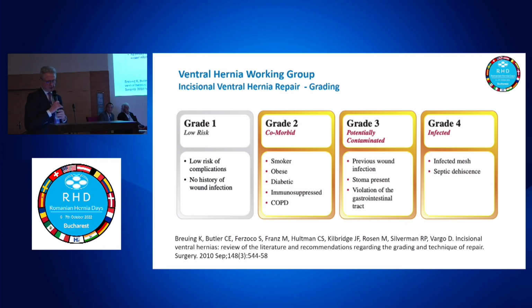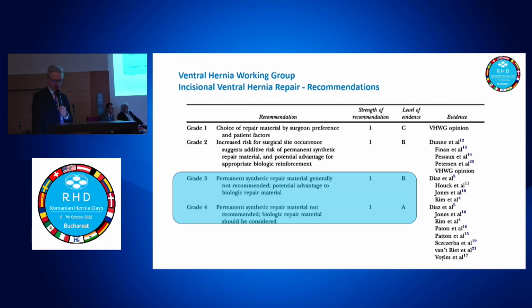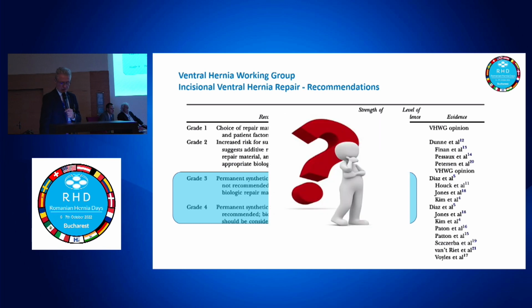So, and of course, we have to look at different papers. There is one of these, the Ventral Hernia Working Group, 2010 already, and they had the grade 1 to 4 and looked at the comorbidities in grade 2. But if you look at the grade 3 and 4, they had also, based on this classification, the recommendation to use different meshes. And if you look at this grade 3, there is the permanent synthetic material generally not recommended. Potential advantages use a biological repair material, and of course in grade 4 are the same. But is this really true? Have we evidence about that? So this is my talk.